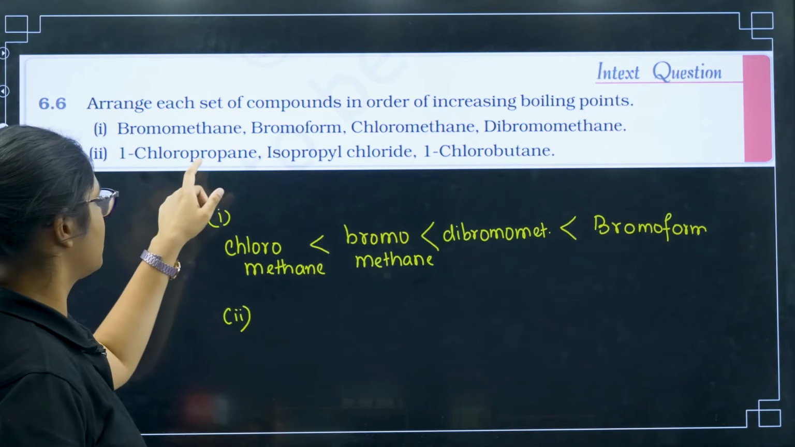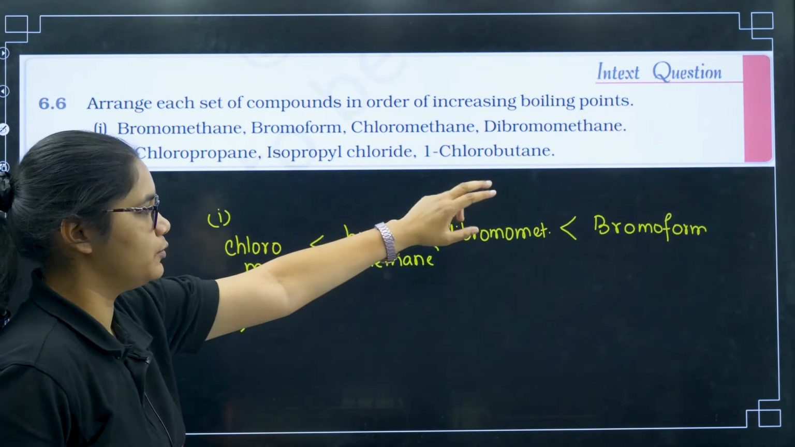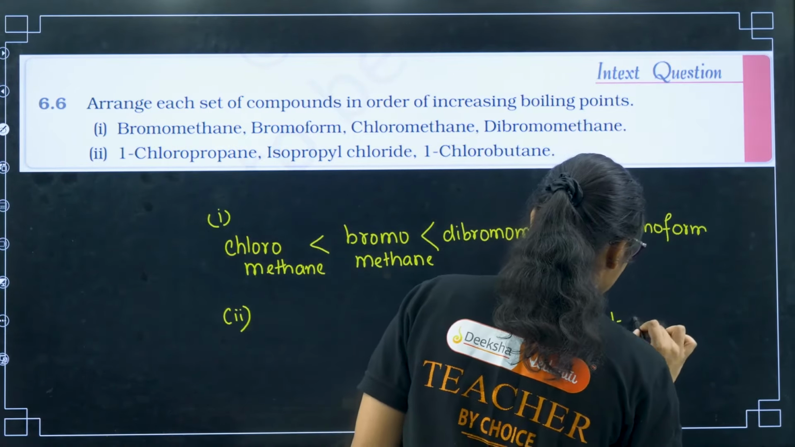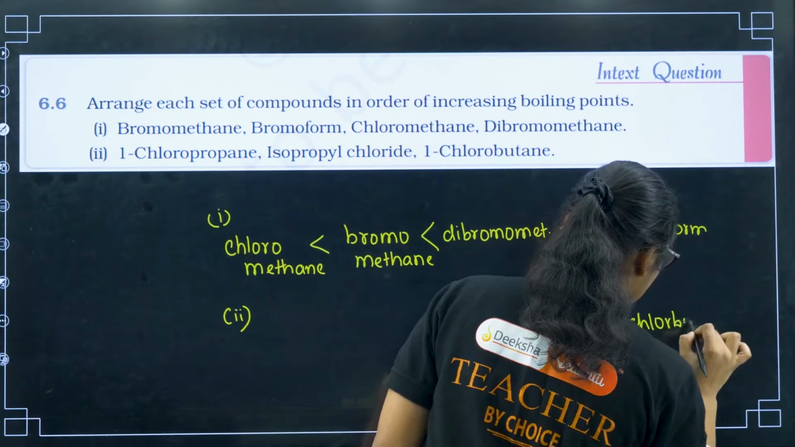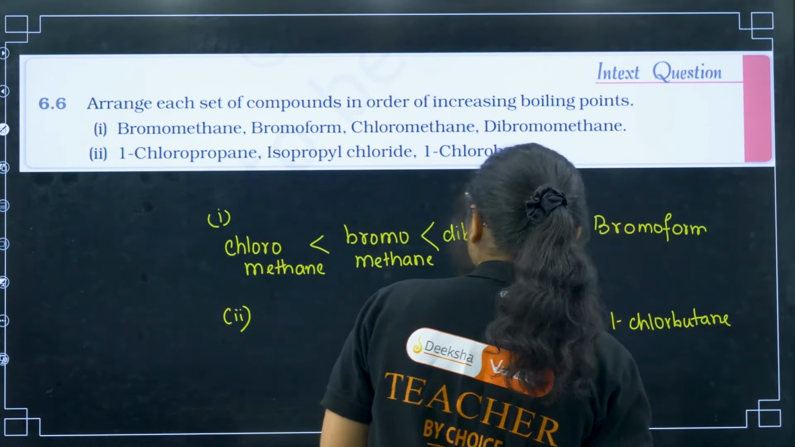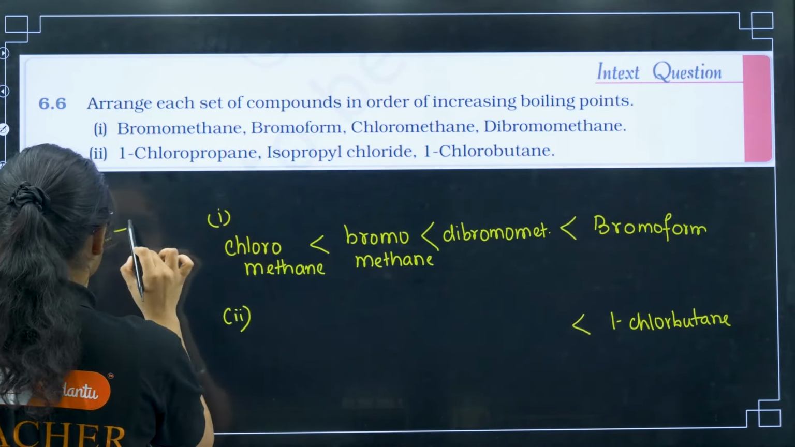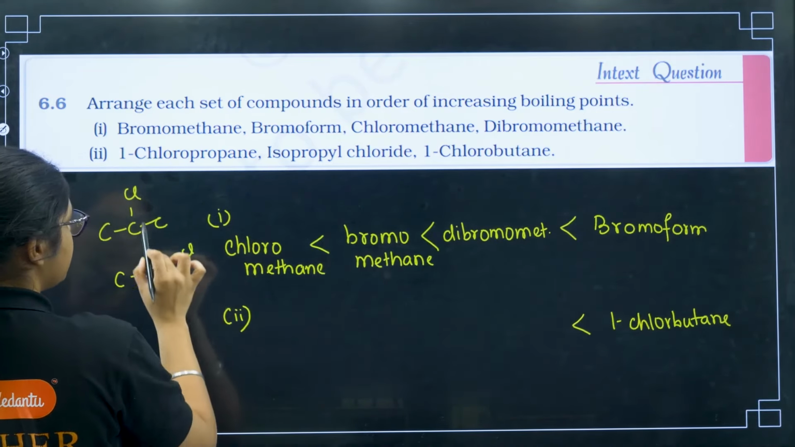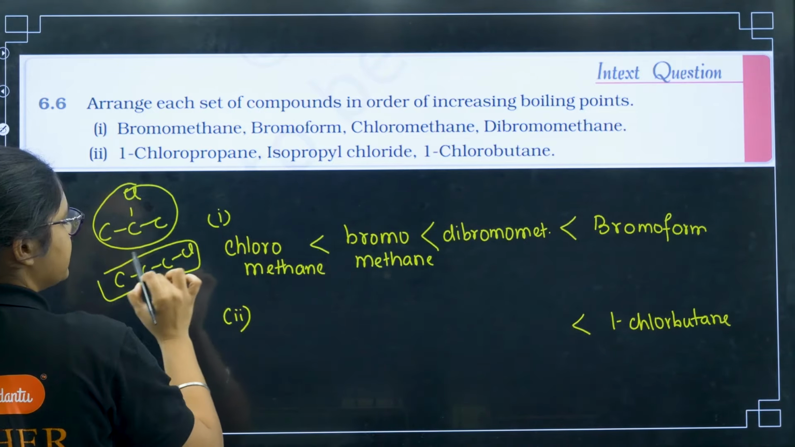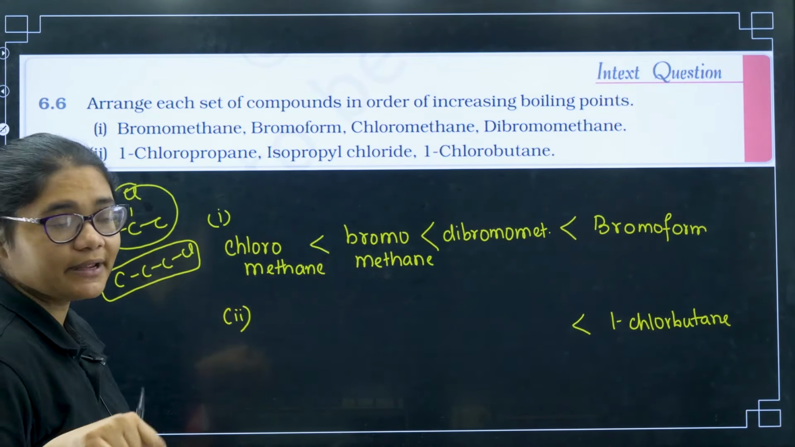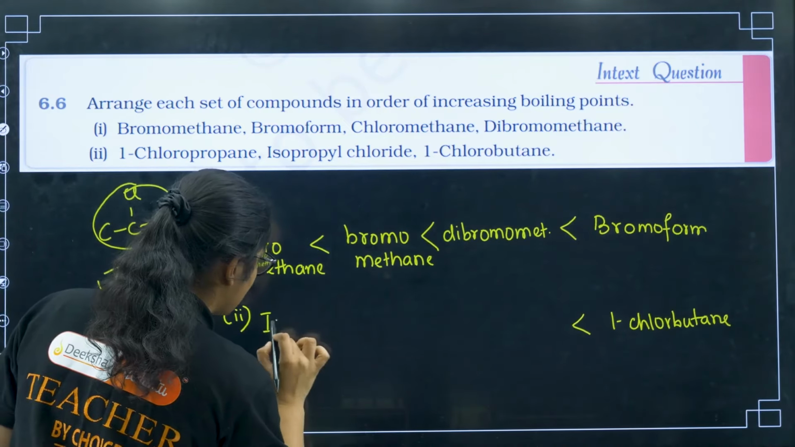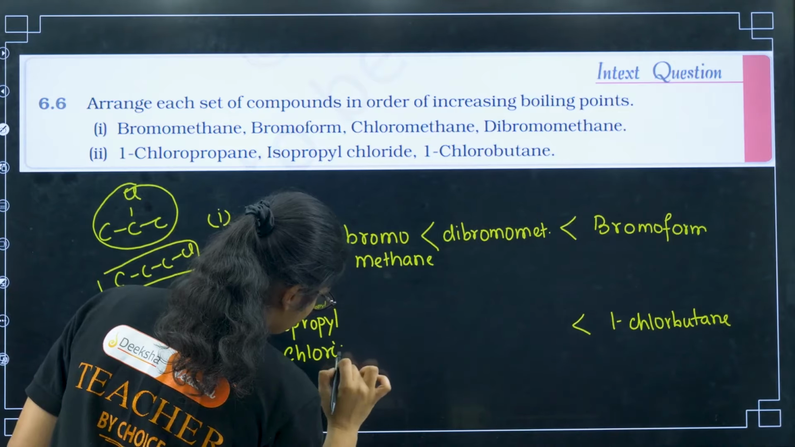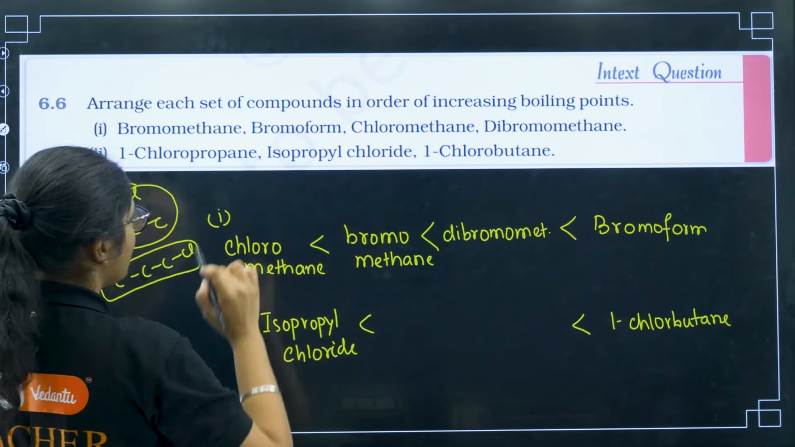Now coming to the second one, 1-chloropropane, isopropyl chloride and 1-chlorobutane. Definitely here we have 4 carbons in chlorobutane, so its mass will be more. So the highest one will be 1-chlorobutane. Without any confusion we can write down this one. Now isopropyl chloride is like this, and 1-chloropropane is like this. Here there is branching, here it is a straight chain. I told you more branching means lower boiling point. So what I can write here is isopropyl chloride, and then 1-chloropropane.